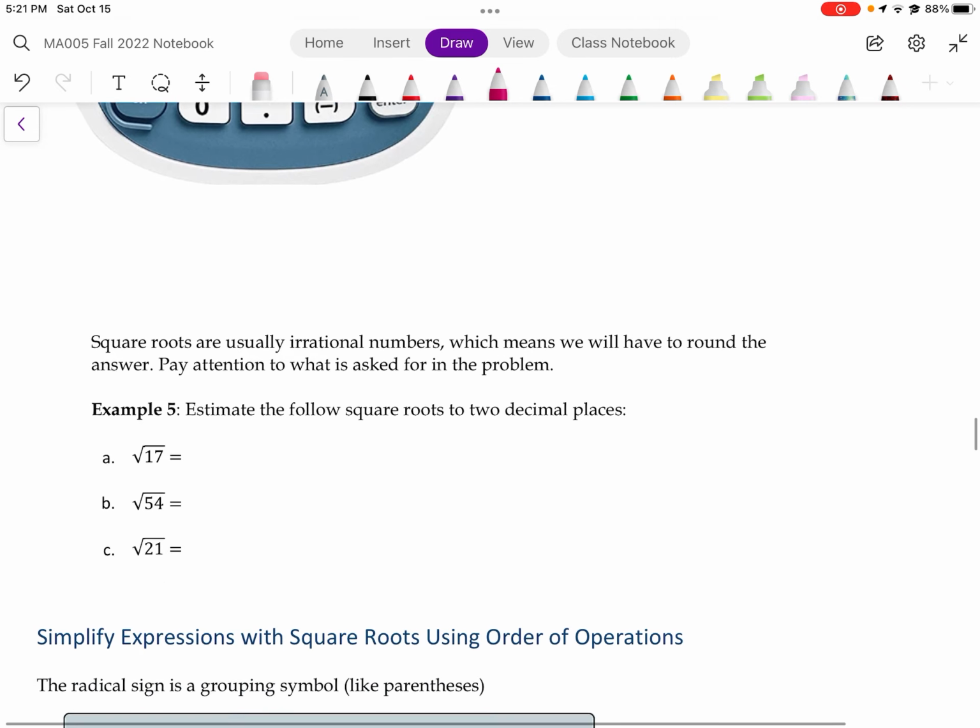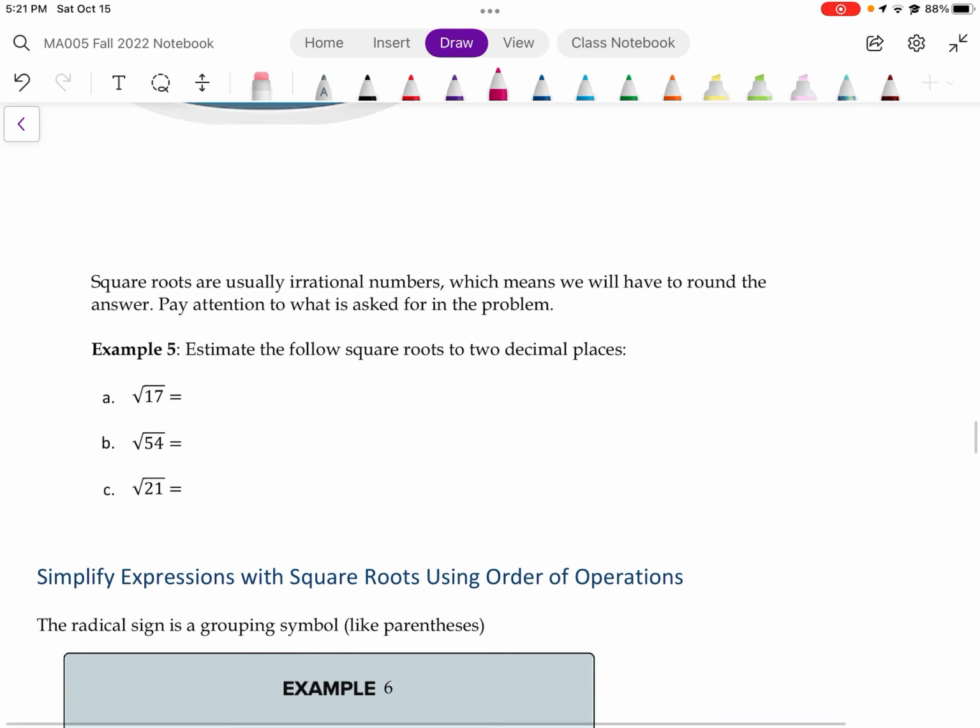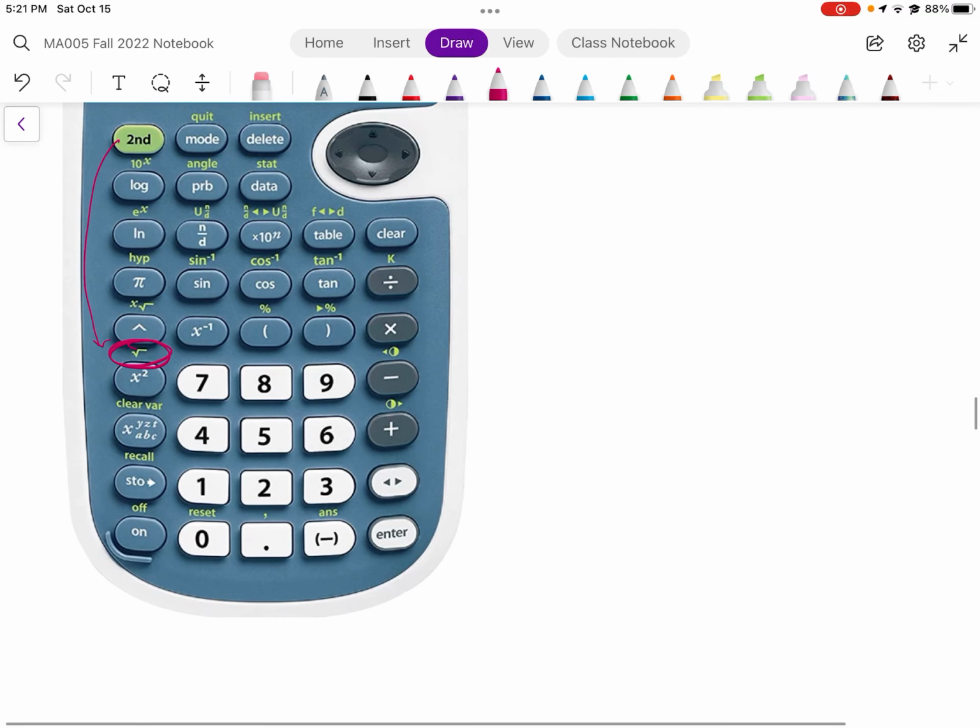So square roots are usually irrational numbers, which means we have to round the answer. So pay attention to what is asked for in the problem. When you hit the second and the x squared button, you're going to get a radical sign, and there's going to be a little box, and that's where you're going to put your number.